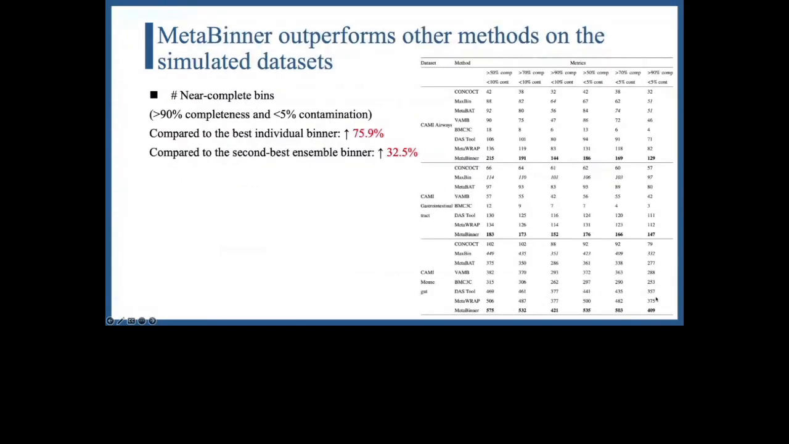The right table shows the results of different methods on the simulated datasets. Under different completeness and contamination conditions, MetaBinner can recover more high-quality genomes than other binning methods, including individual binning methods and ensemble methods. Specifically, in terms of the number of near-complete bins, MetaBinner increased by 75.9% and 32.5% on average for the simulated datasets compared to the best individual binner and the second best ensemble binner, respectively.